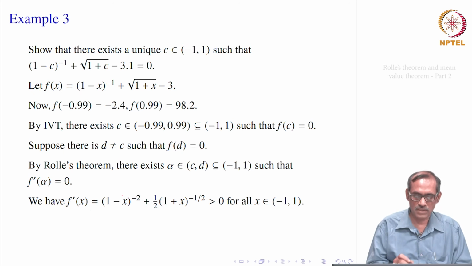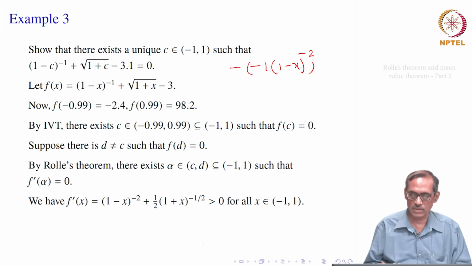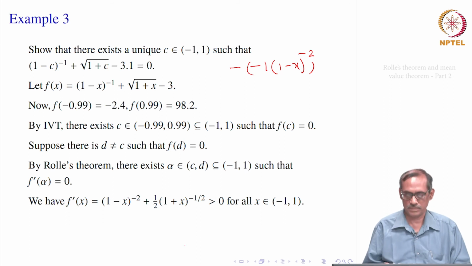Now, f prime of x is 1 minus x to the power minus 1. When you differentiate it, it gives minus 1 into 1 minus x to the power minus 2, and differentiating 1 minus x with respect to x gives again another minus sign. So, that is 1 minus x to the power minus 2. And the second one is square root of 1 plus x. So, that gives 1 by 2 square root of 1 plus x in the denominator. So, that is half into 1 plus x to the power minus half.